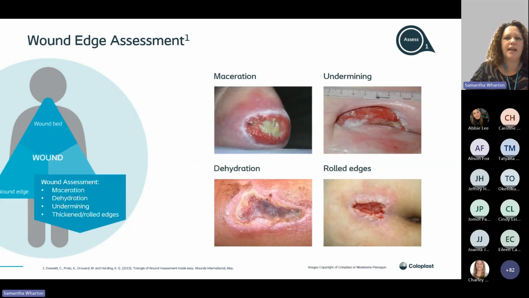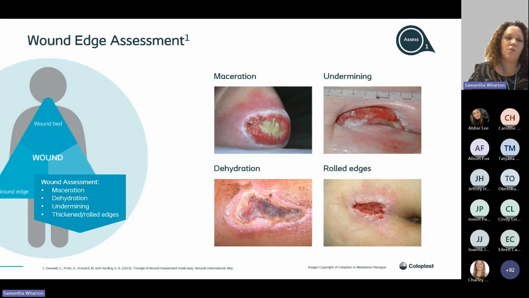And then you've got your wound edge. So when we're looking at our wound edge, we're looking to see if there's any maceration. So you can see a really good photo there on the top left of that maceration, that white ring around that wound. And those cells are being filled with fluid, and they're very delicate, and they will just break down, and therefore increasing the size of that wound.